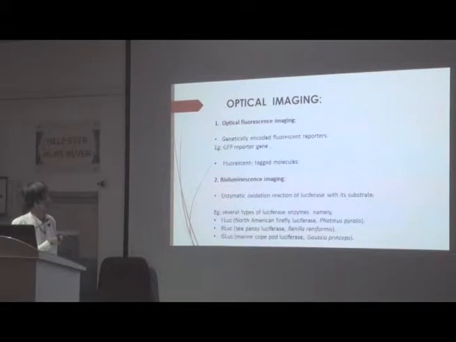So, optical imaging. This can be of two types: optical fluorescent imaging and bioluminescence imaging. In optical fluorescent imaging, we are using fluorescent receptors, green fluorescent protein receptors, and some fluorescent molecules, dyes or nanoparticles. In bioluminescence imaging, enzyme activation reactions are responsible for the imaging. These are examples of the enzymes which are used in bioluminescence.